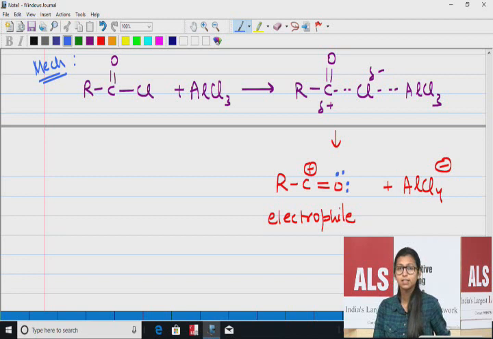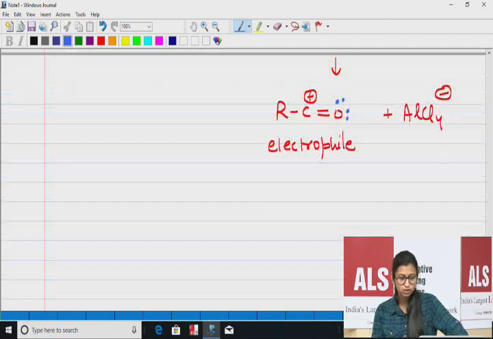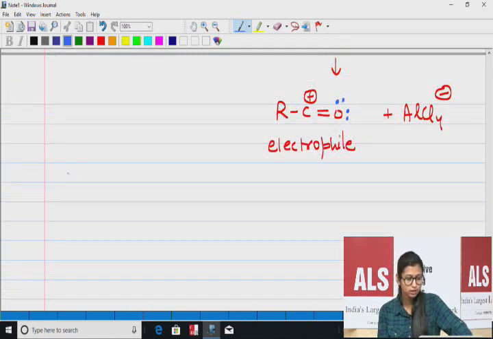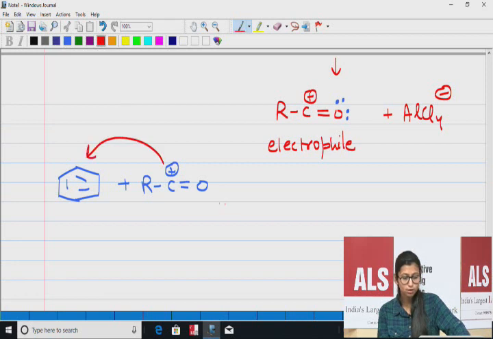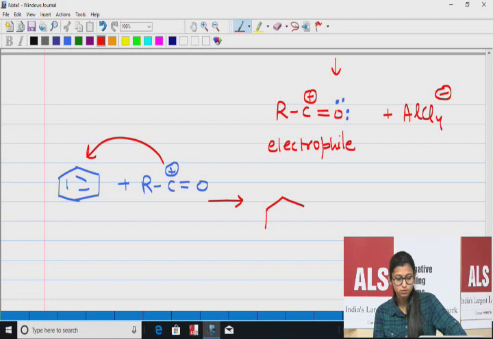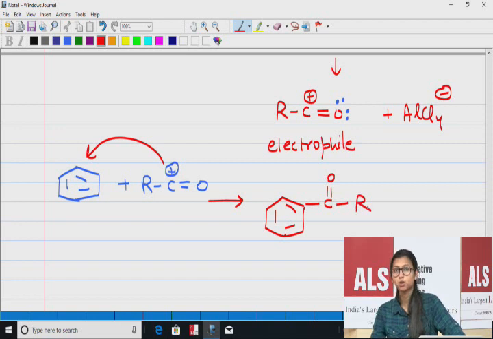Okay, so we get the electrophile. This is the acyl. If I write the reaction of this acyl group with the benzene: RC double bond O, here is the positive charge. Simply it will go and attack on the benzene. What will I get? I'm not writing the complete mechanism again, I'm directly making the product here. So you people can also make it.